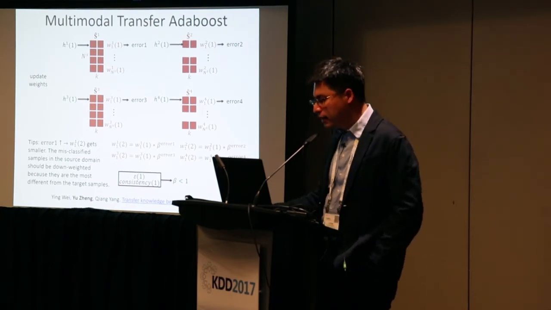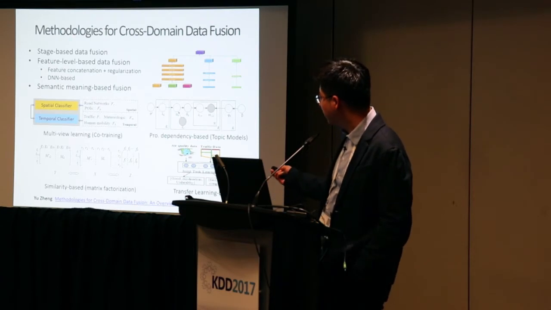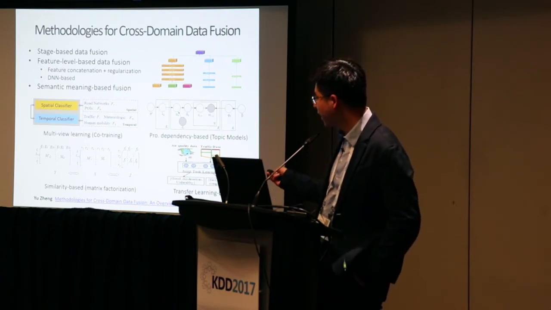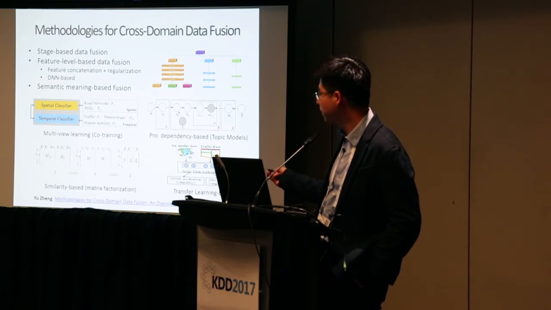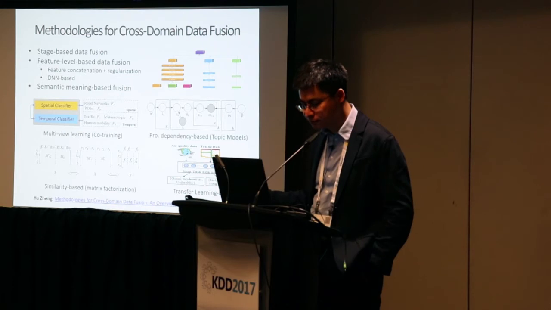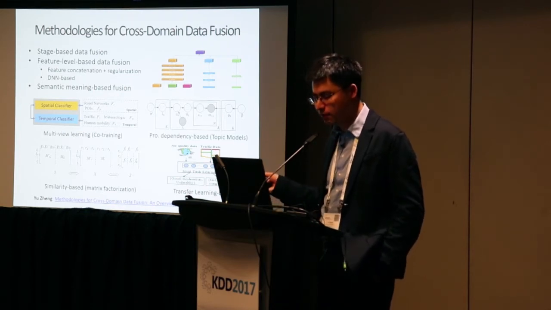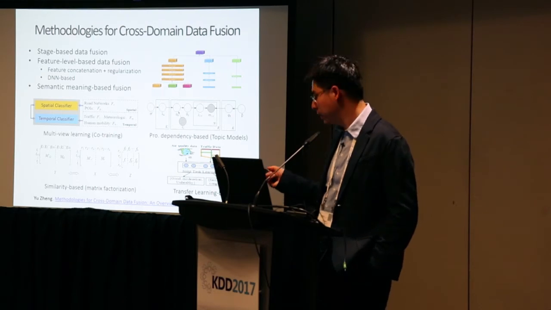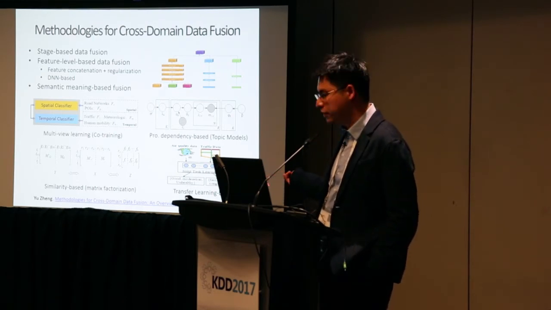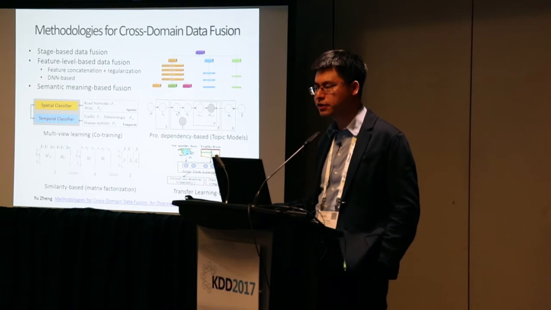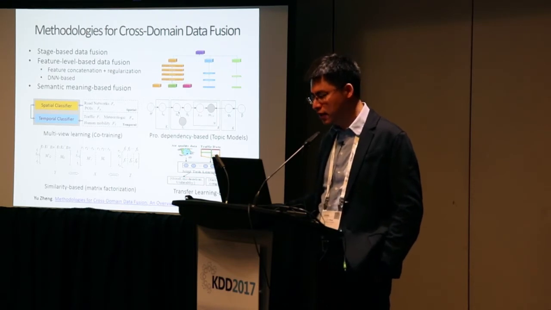Okay. So to summarize, we have methodology for cross-domain data fusion, 3 categories. The second category is further comprised of feature-based one plus concatenation, deep learning-based one. And the third category is further comprised of 4 subcategories: multi-view, probabilistic dependency-based one, and the similarity-based one, and the transfer learning-based one. The survey paper is published here. You can go to my homepage and get the slides for more details.